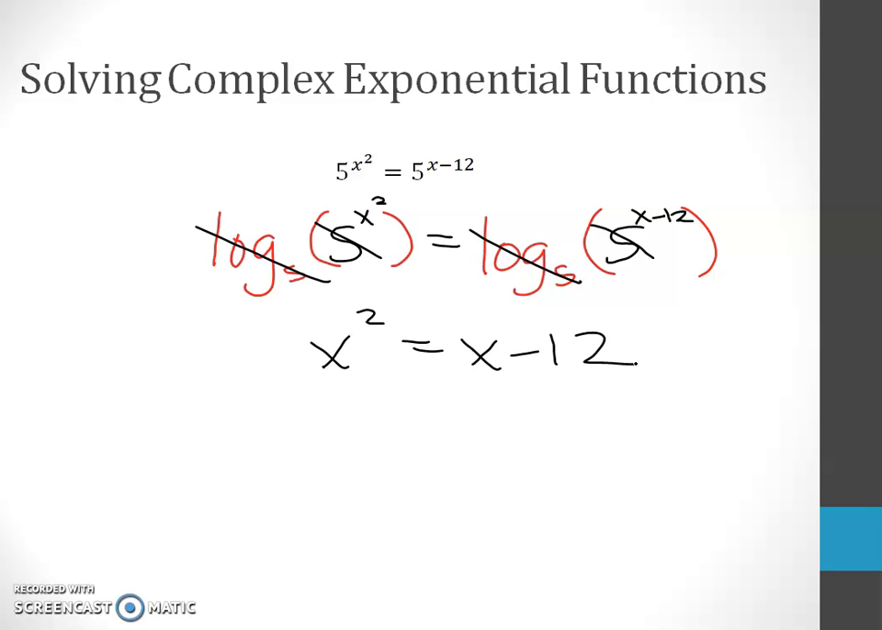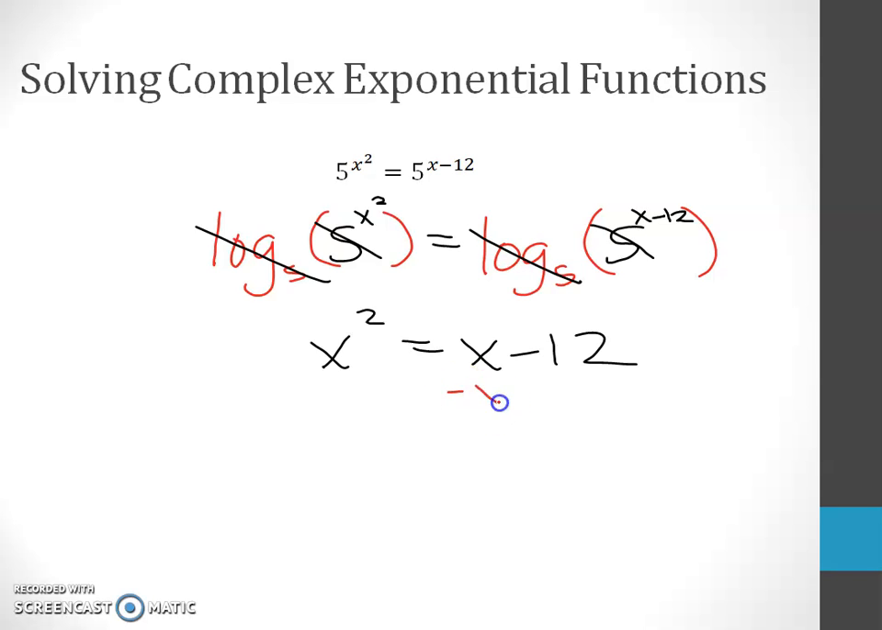Here's where the tricky part comes in. If I have an x squared and an x, what's the only way that I can solve a problem if I have an x squared and an x? Hopefully you guys are thinking that you've got to make it equal to 0 and factor. Remember, if there is ever an x squared and an x, you're going to have to factor to solve that.